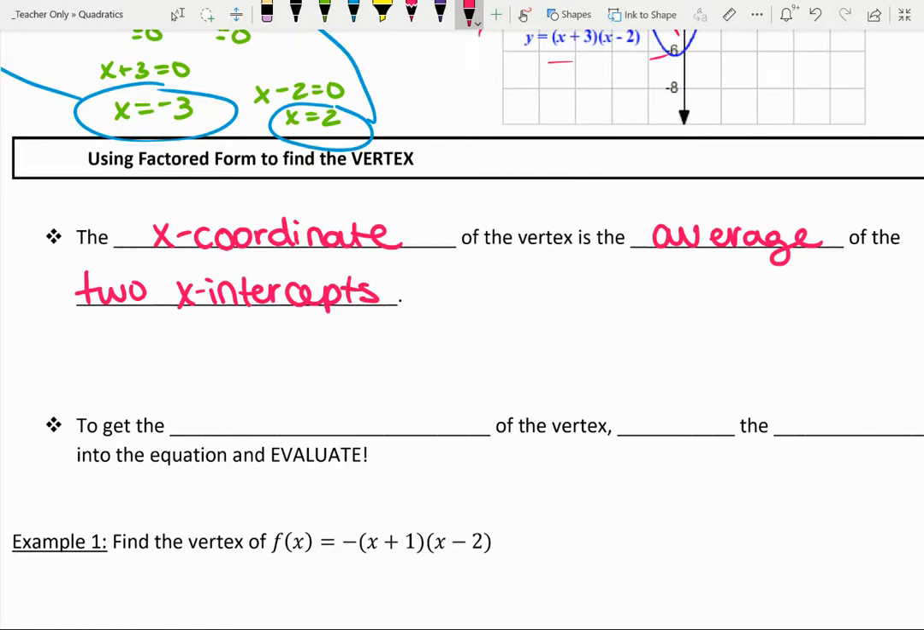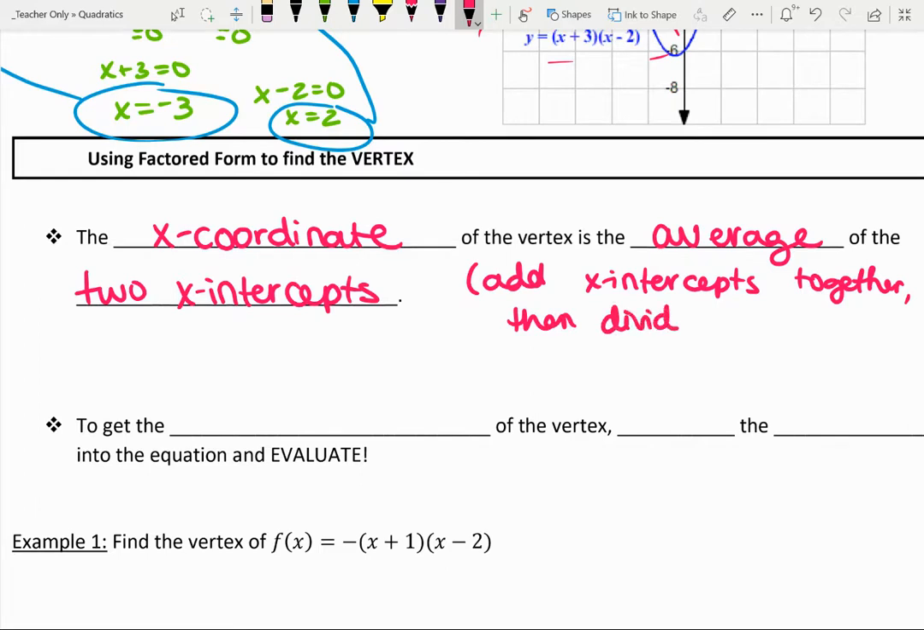And so when we say average, remember how you find an average with statistics is you add numbers up and divide by the total number of values. So what we would do here is we would add the x-intercepts together, then divide by 2, right? If there are two x-intercepts, we'll add them together and we'll divide by 2.